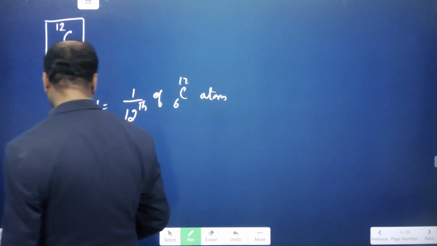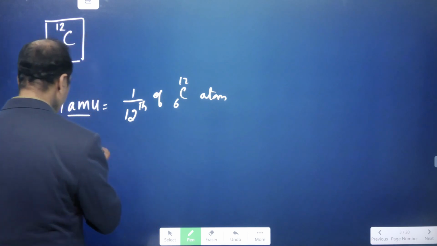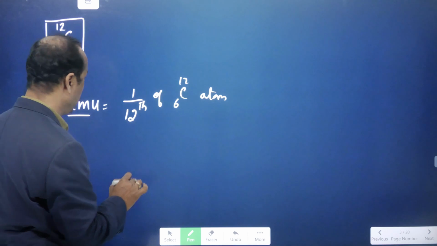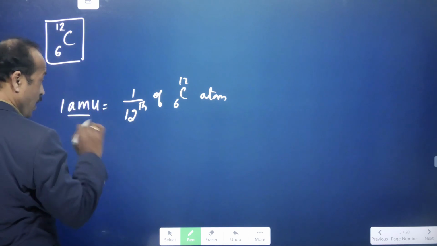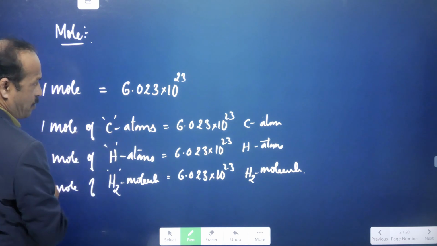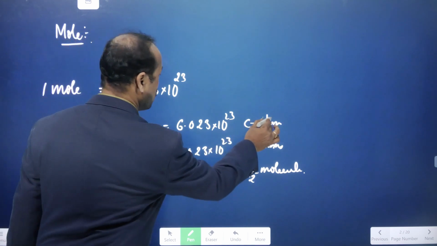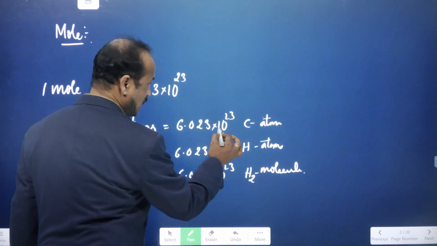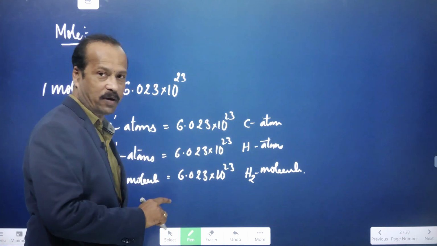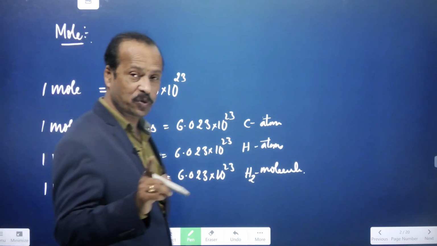Okay. Now, if I take 12 grams of carbon, now see here, in terms of 1 mole of carbon atoms. 1 mole of carbon atoms means what? 6.023 into 10 to the power of 23 carbon atoms. This is called 1 mole of carbon atoms, because I said, 1 dozen means what?